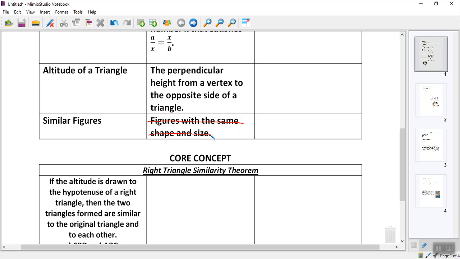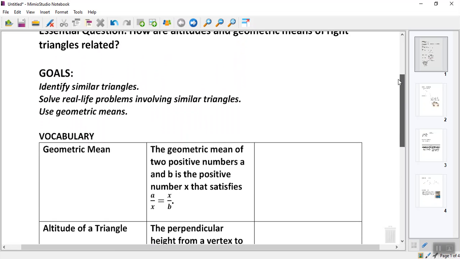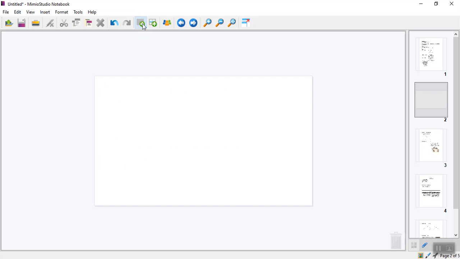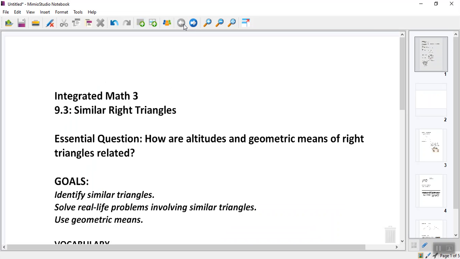But we're going to talk about similar figures, and then specifically we're still dealing with what kind of triangles, kids? Right triangles. So we're going to talk about how altitudes, and this is going to be new for you today, geometric means of a right triangle are related. A geometric mean is kind of like this. I'll show you in the definition in a second.